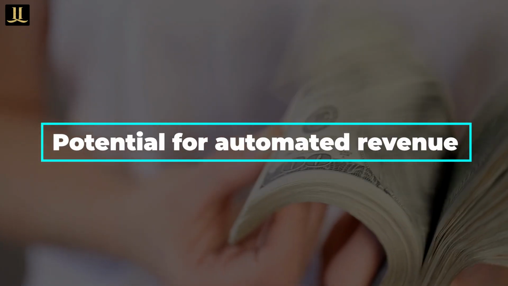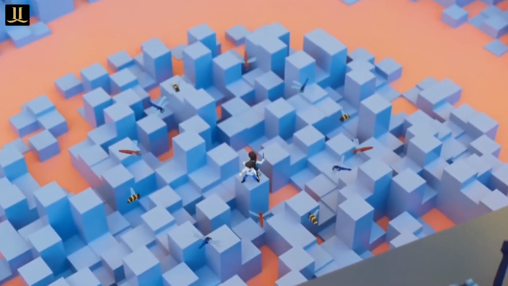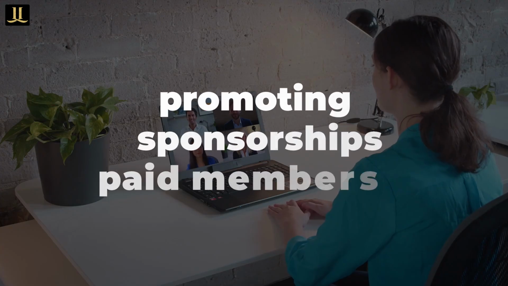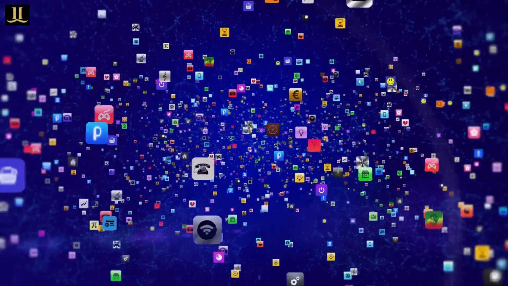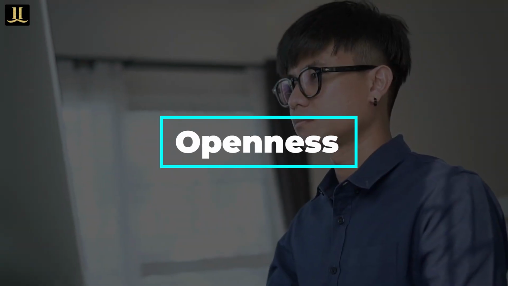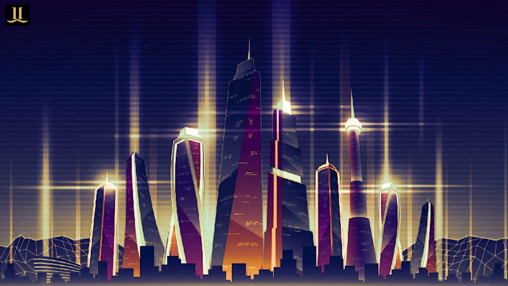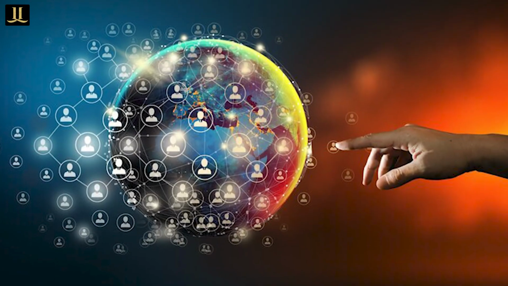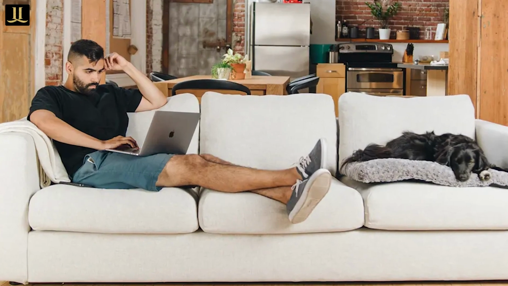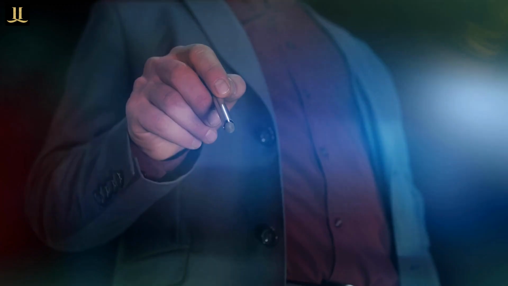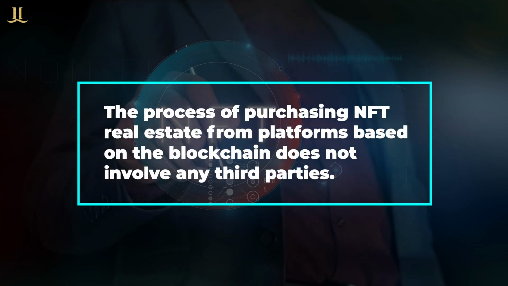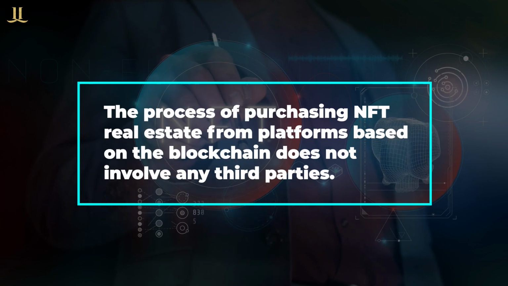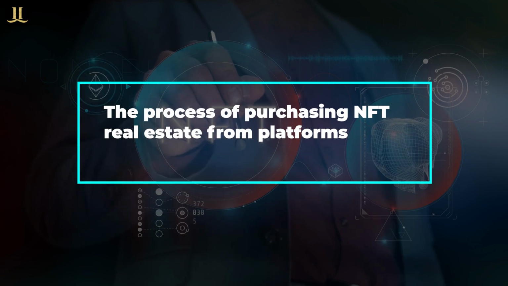Potential for automated revenue. Numerous advanced land properties can produce additional pay through promoting, sponsorships, paid memberships, and other adaptation procedures. Openness. Digital real estate can be gotten from any place on the planet as long as you have a web association and can be bought from the solace of your own home. The process of purchasing NFT real estate from platforms based on the blockchain does not involve any third parties and can be completed quickly and easily.